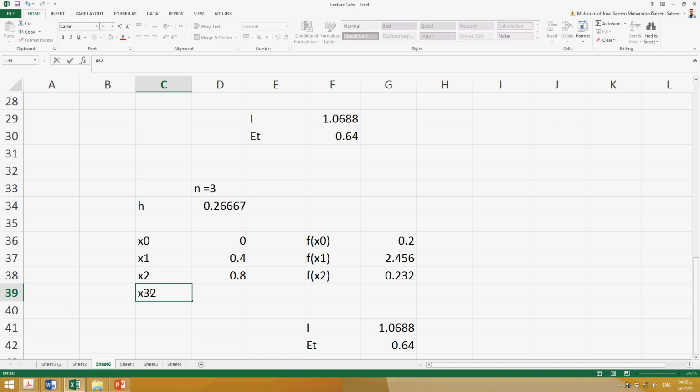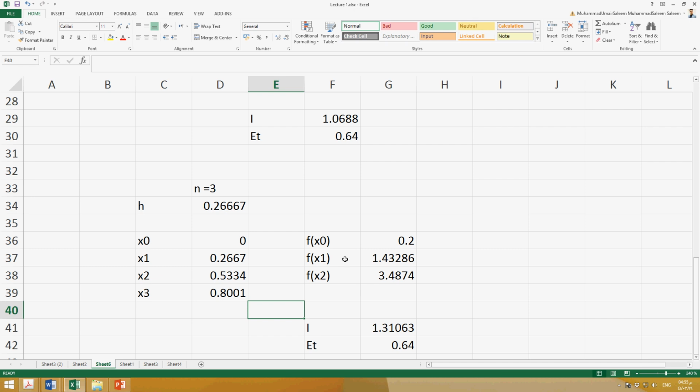x1, x3, okay, and then this will be 0, and then this will be 0.2667, and this will be equal to this multiplied by 2, and then this will be equal to this multiplied by 3. So this is actually 0.88. Okay, so now you can apply the same equation. For example, Control C and then Control V. And this is actually f of x3.